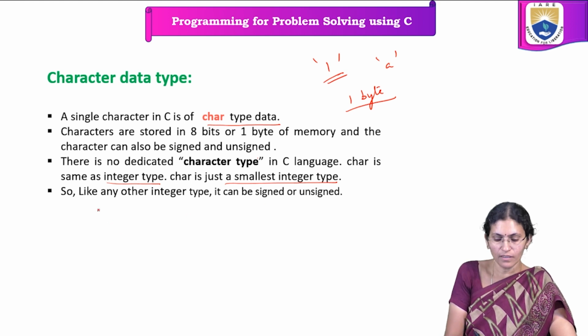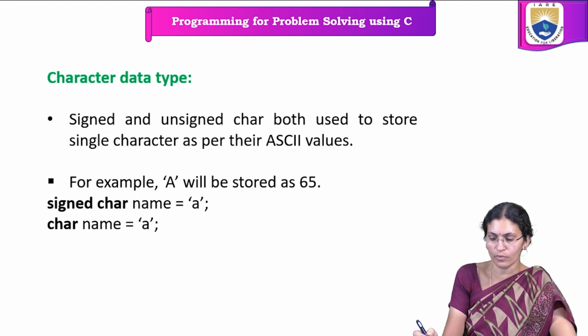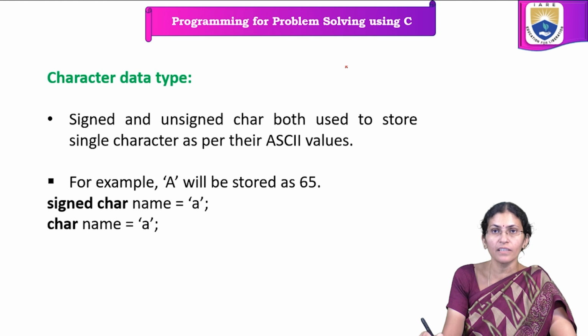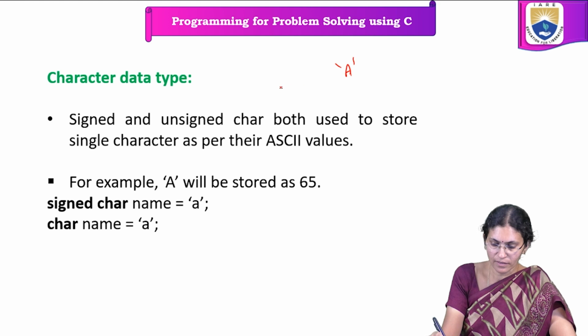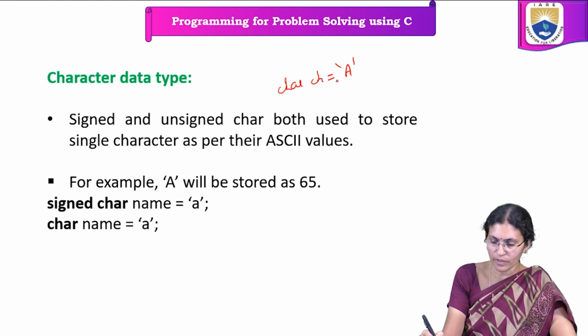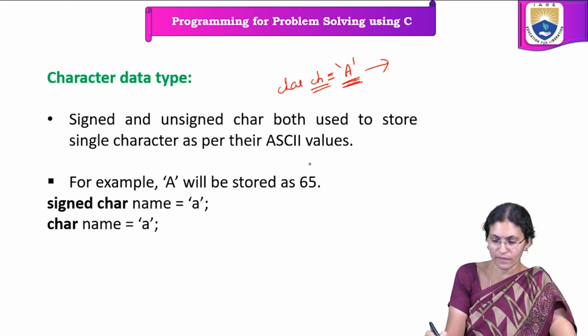So what is this? We'll see. Like any other integer, it can be signed or unsigned. In C, characters are stored as the ASCII value. Suppose we write char ch is equal to A. Here ch is a variable which stores character data type and the value assigned to ch is capital A. Now this is stored in the memory in the form of an integer, converted with the help of its ASCII value, which is 65, sorry. So the ASCII value of A is 65 and this value is stored in the memory.